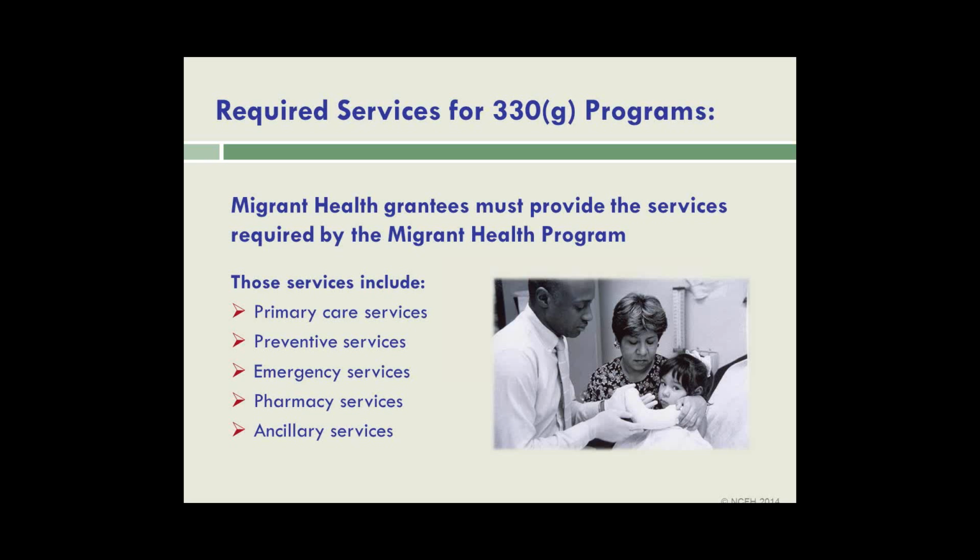As a general rule, the larger the budget, the more comprehensive services they can offer. At a minimum, the federal government requires that the following services be provided. Services required: primary care, preventive, emergency, and pharmacy.